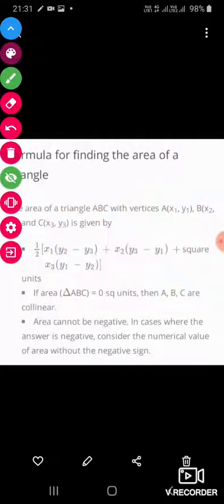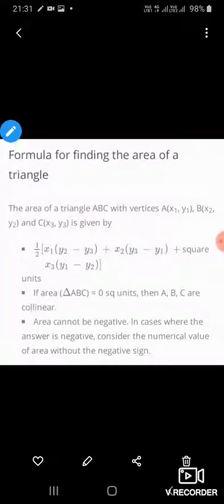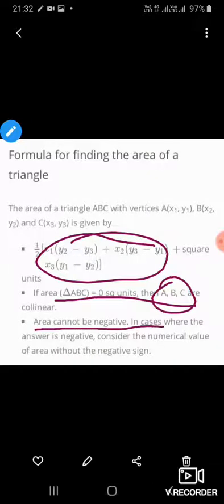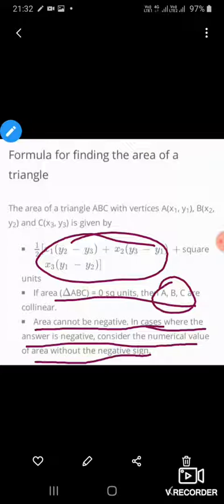So class, what you are going to do in this is just find the area. If the area comes 0, then these 3 points are collinear. A, B, C are collinear points. One more thing, area cannot be negative. So in case the area comes negative, you will write the numerical value of it, that is the positive value.